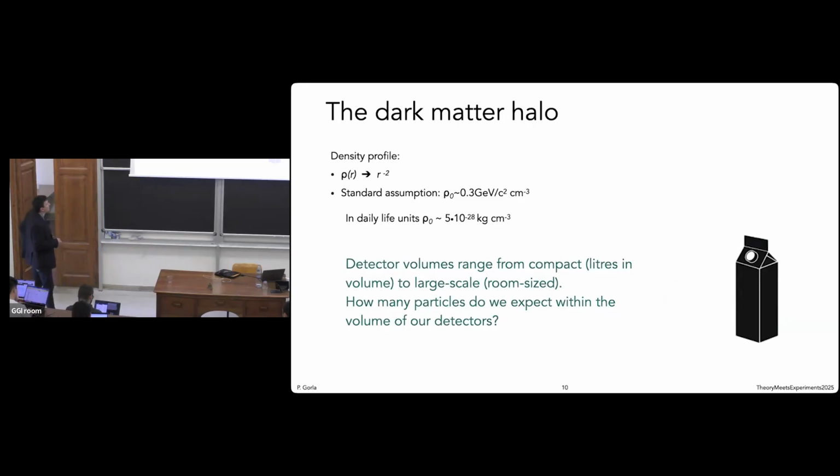Okay, again, this is something you heard, that the standard assumption for the local density is 0.3 GeV per cubic centimeter, which is, of course, very little in daily life units. And of course, the detector size can change quite a bit depending on which kind of particle you want to observe, which sensitivity, which threshold, and so on.